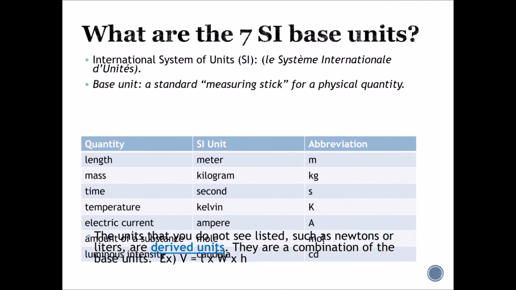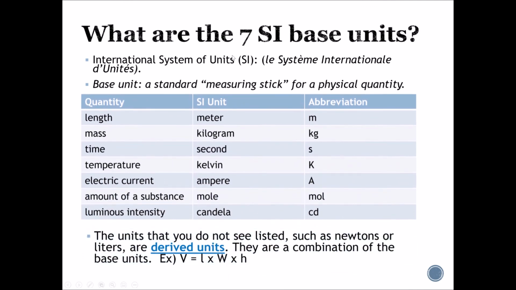There are 7 base units in the International System of Units. This is called SI. I believe it's French for Le Système International des Unités. I do not speak French, by the way. Don't judge me. The base unit is the standard measuring stick for a physical quantity. For example, your quantities are length, mass, time, temperature, electric current, amount of a substance, and luminous intensity.